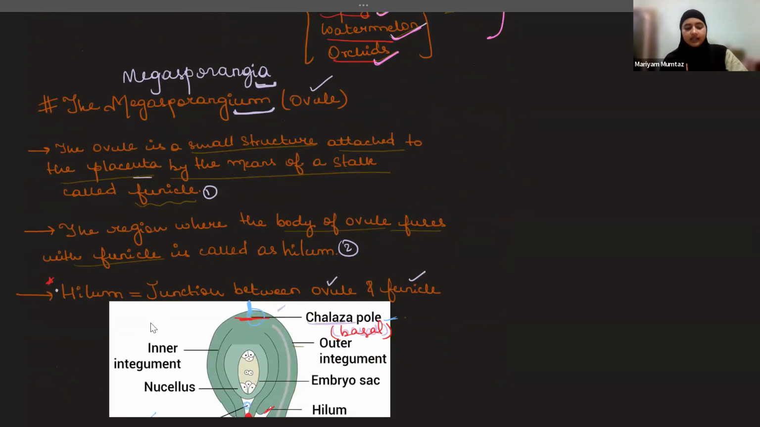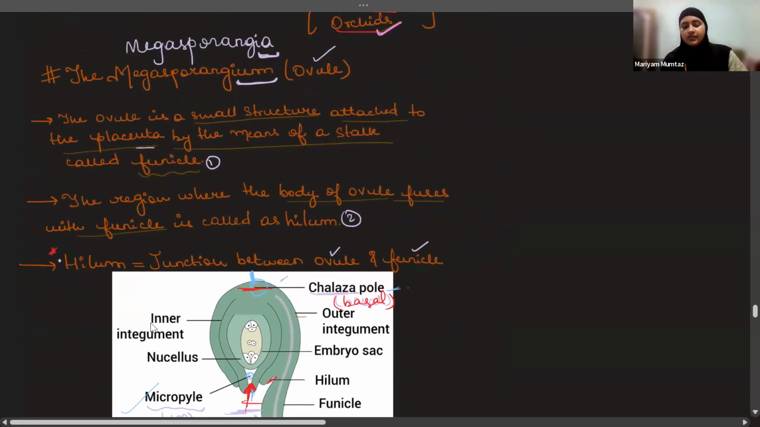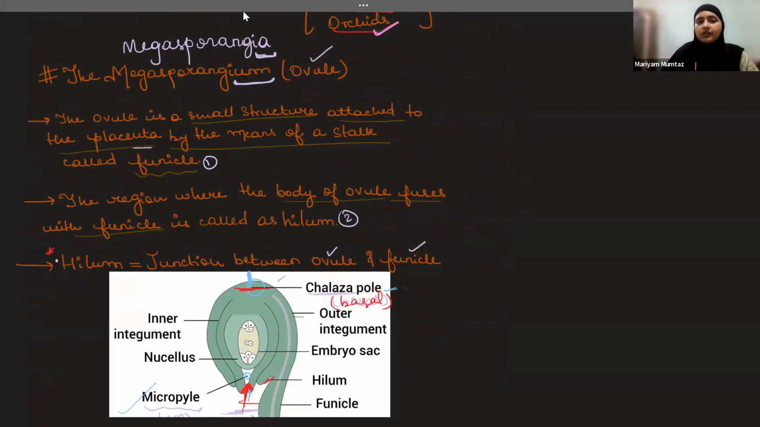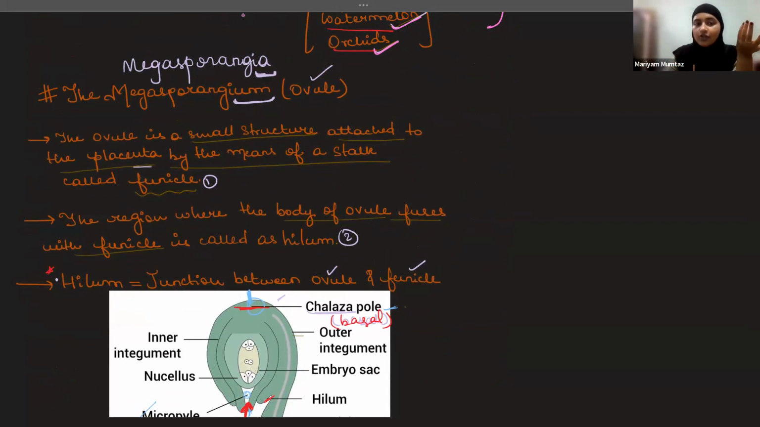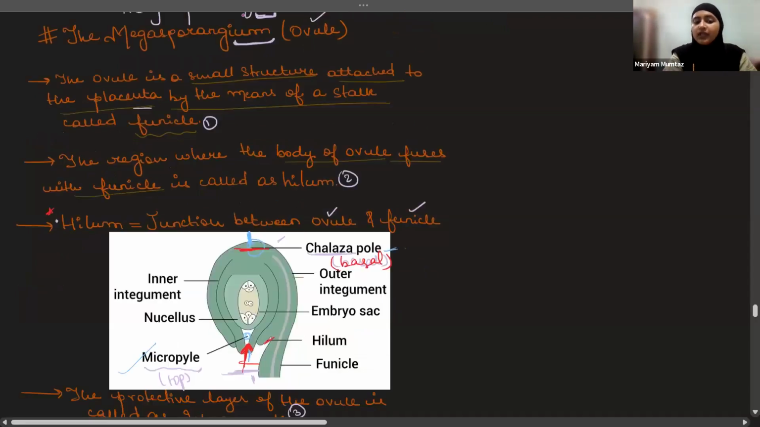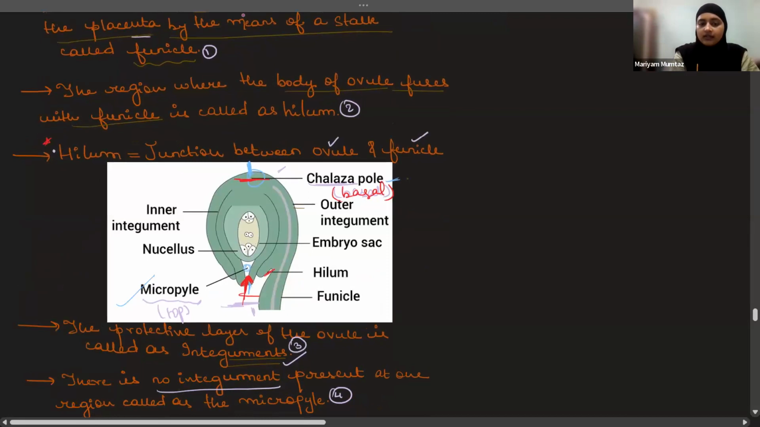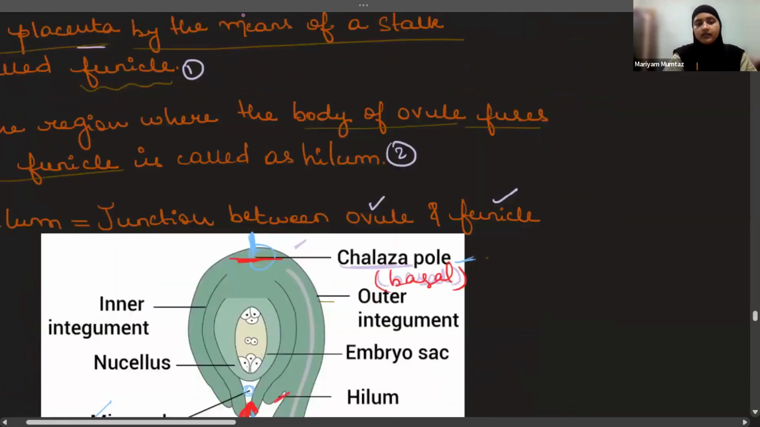Okay, so now we'll discuss this thing, the megasporangium, that is the ovule, or the megasporangia. Now see, the ovule is of prime importance as far as reproduction in plants goes. Now the ovule is a small structure. We know that it develops from a placenta. It is attached to the placenta with the help of a stalk known as the funicle. Now we'll look at the diagram and see each of those labels and understand that.